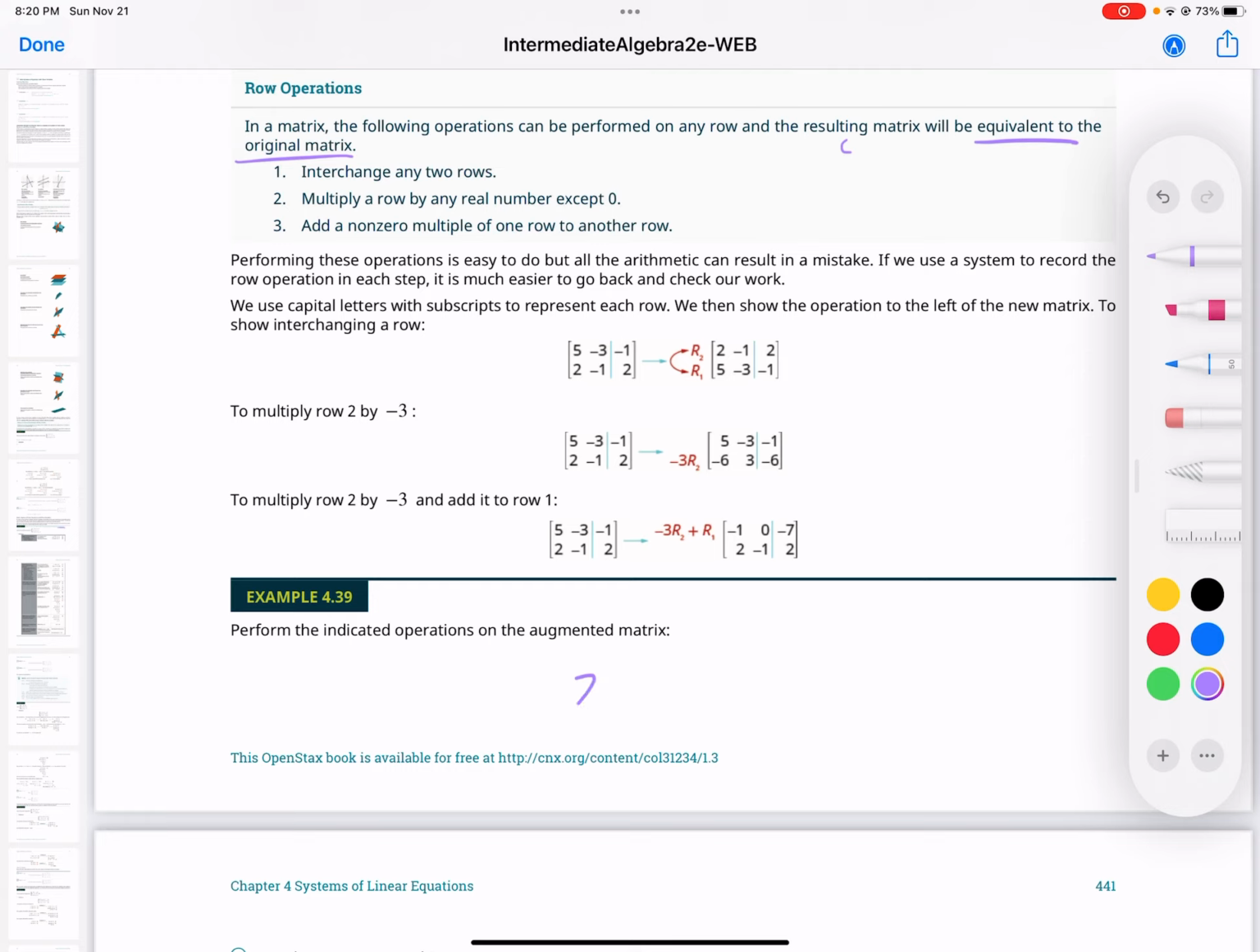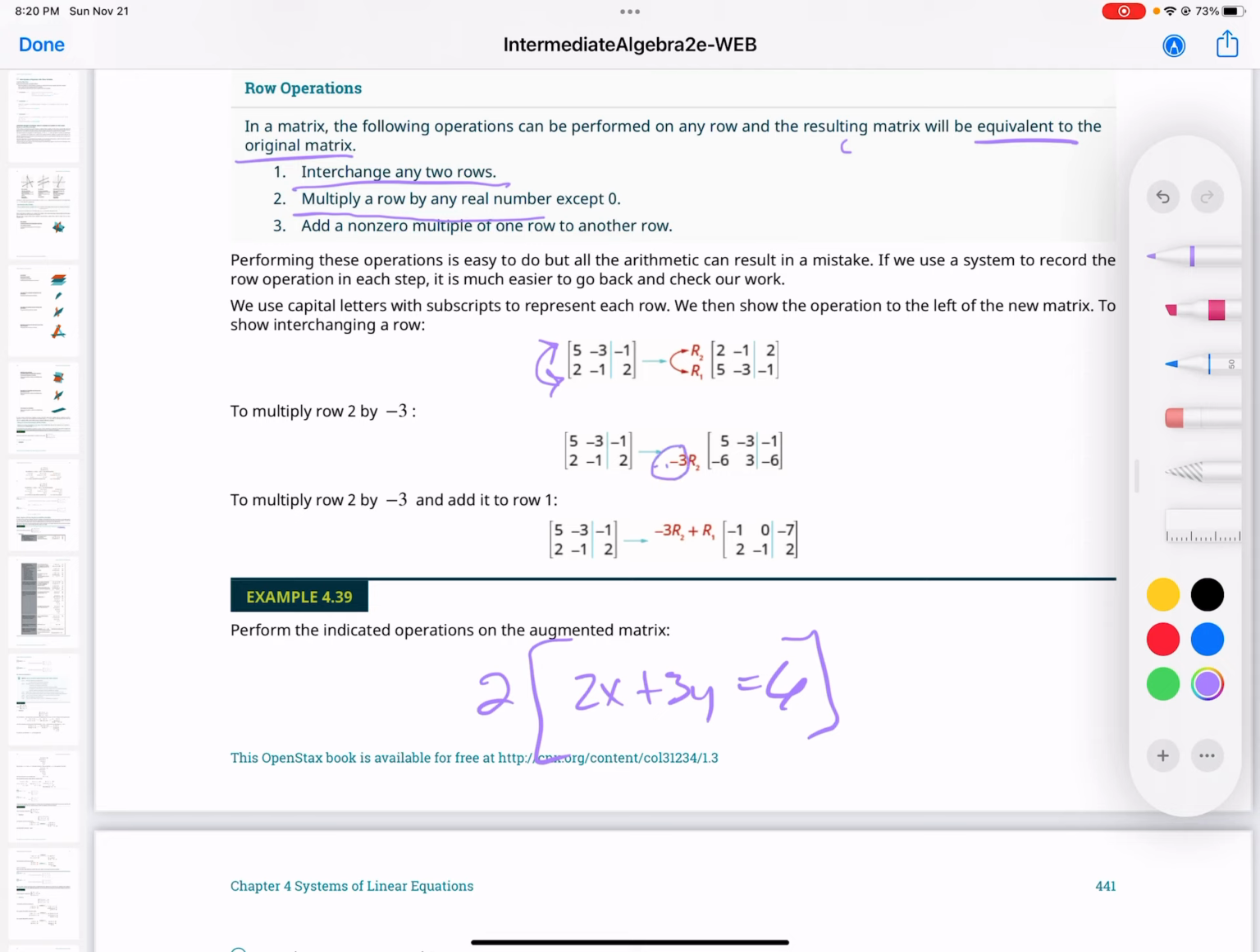It's something like, let's say we have 2x plus 3y equals 6. It's the same thing as taking this all and multiplying it by 2. Or some other example, it's saying we can interchange any 2 rows. So that's what they've done here. They've said, I want to switch row 1 with row 2. We can multiply a row by any real number. So here it's saying I want to multiply row 2 by -3.